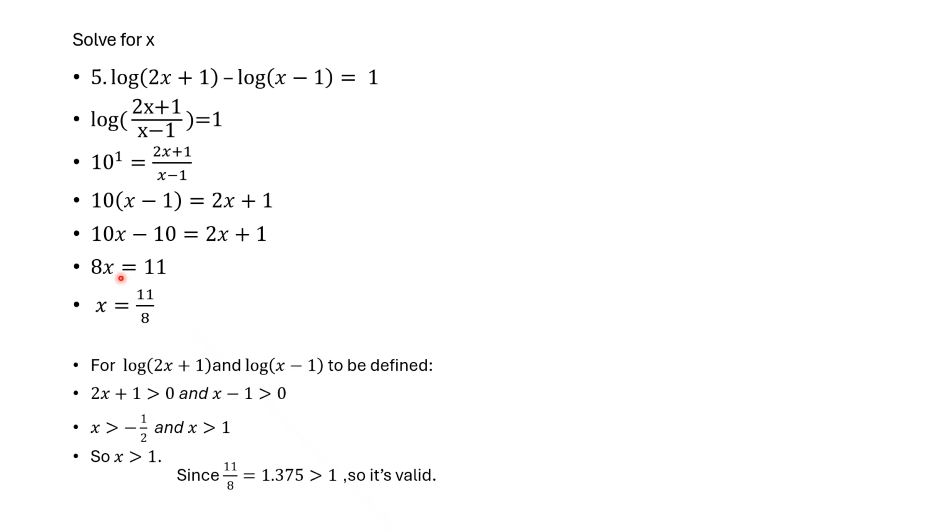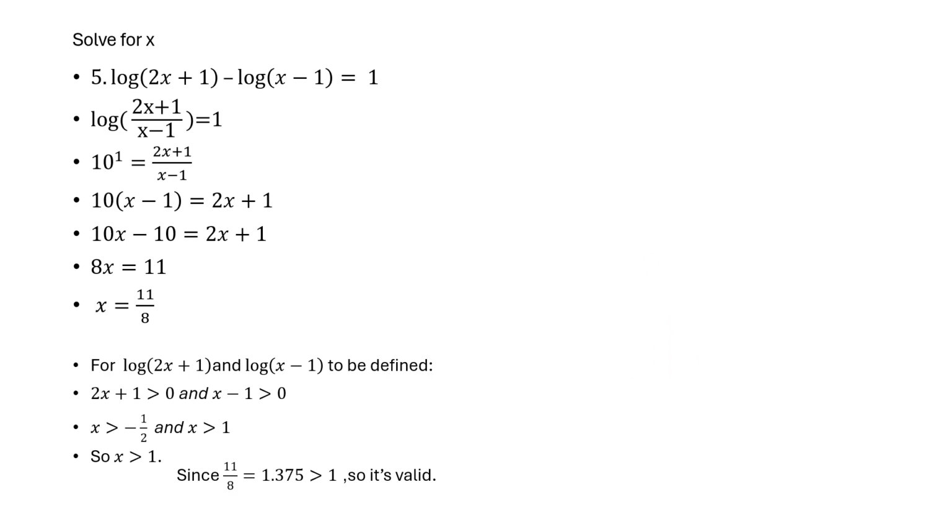But I have to verify with my domain restriction whether this answer is valid or not. So 2x + 1 must be greater than 0, and x - 1 must be greater than 0. If I take 1 across, it becomes negative 1 over 2. And if I take 1 across there, it becomes 1. So x must be greater than negative half, and x must be greater than 1. So 11 over 8 is 1.375, which is bigger than 1. So therefore, that answer is valid.